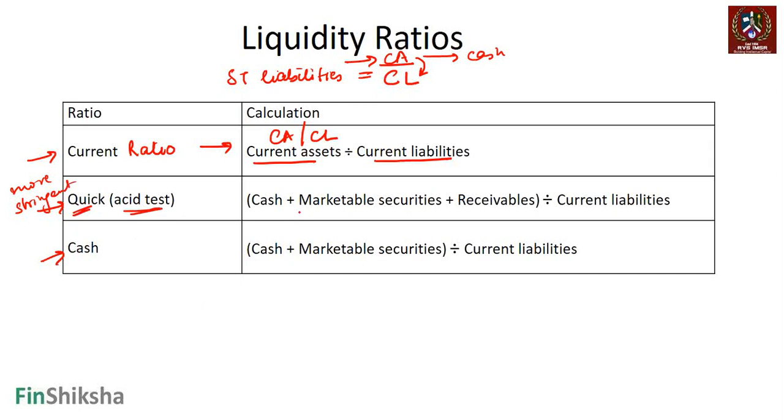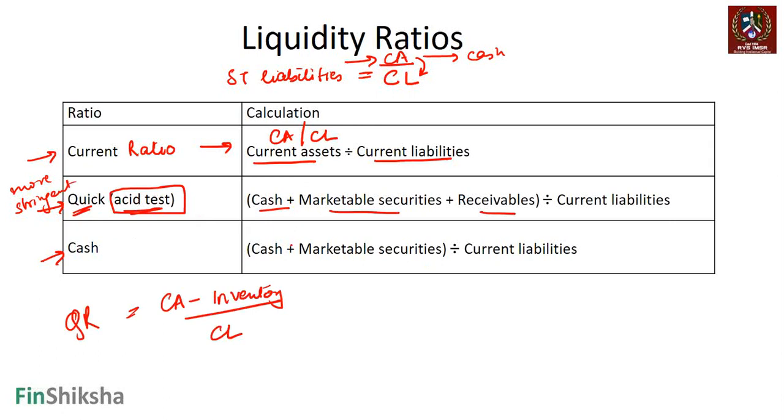So in this, what you do is instead of total current assets, you take only cash plus marketable securities plus receivables. In simple terms, you are taking current assets minus the inventory and dividing it by the current liabilities. That's my quick ratio, also known as the acid test ratio. It's called acid test because it is more stringent, right? Now what's the purpose of this?